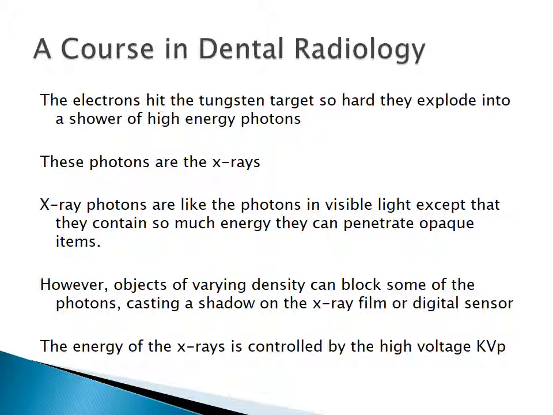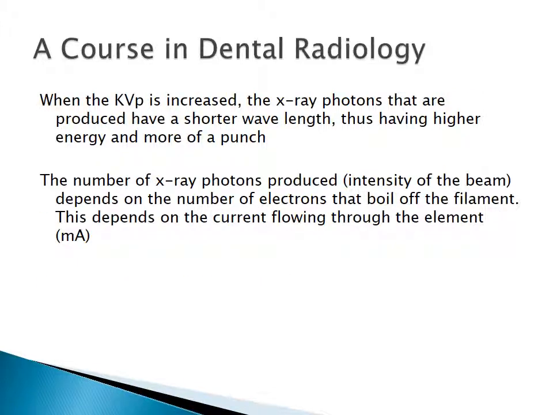The energy of those X-rays is going to be controlled by my high voltage, or my KVP. So as I increase that KVP, the X-ray photons that I'm producing are going to have a shorter wavelength, which means they're going to pack a lot more energy because they can penetrate deeper into tissue. The number of photons that I generate is going to be controlled by my MA. So the more milliamps I run through that filament, the more heat I'm going to generate, thus the more electrons I'm going to generate.